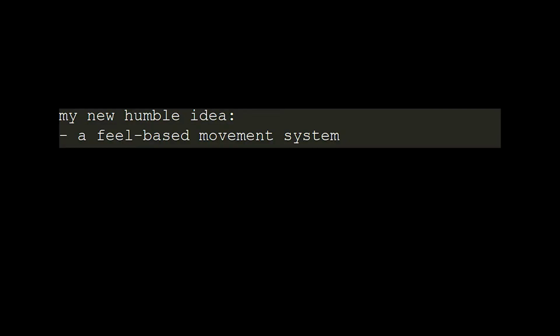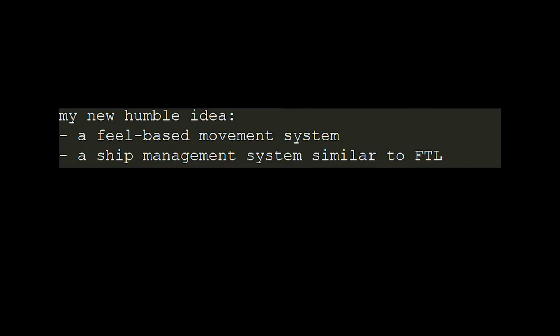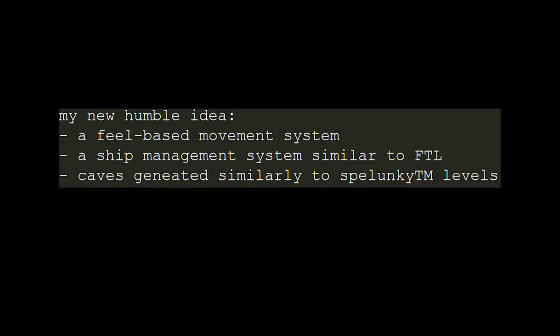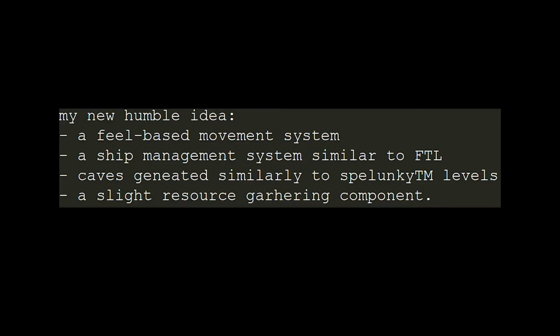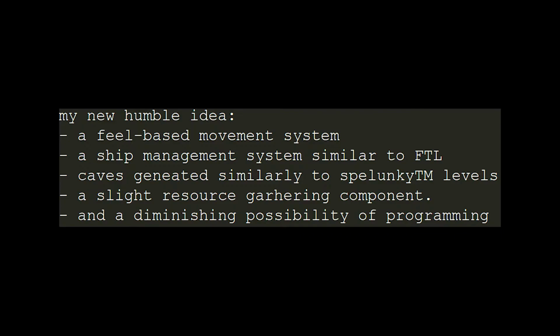So my new humble idea is this: a feel-based movement system with a ship management system, maybe relatable to FTL, levels generated similarly to Spelunky levels, there's a few videos you can find on that I'm sure, a small resource gathering mechanic, and at first I was going to include programming into the core gameplay of this project, but I'm not sure that I'm going to have programming in it anymore. We'll see as the project goes on.